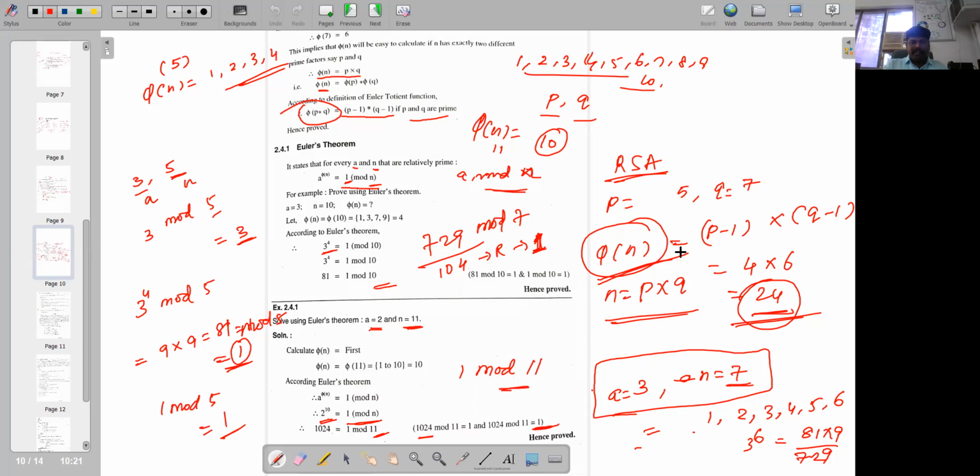If you have any queries, you can write in the chat box. There is one more topic related to the discrete logarithm as well as Fermat theorem, so that we will discuss in the next session.